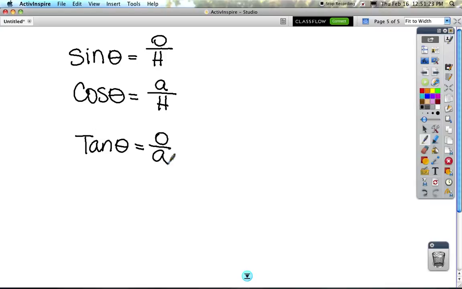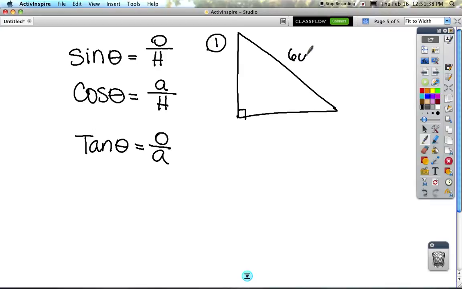So I think we did number 1 the other day, did we not? Oh, we did 3. We did not do 1. Okay, so let's look at number 1. All right, we have 6 centimeters. We have 30 degrees right here. So what you're going to do from now on, when you get these triangles, you're going to label the O, the A, and the H.